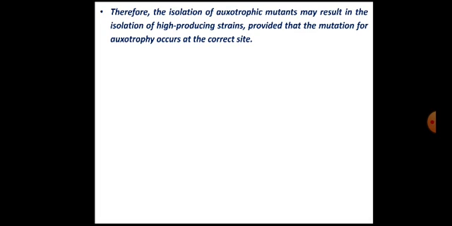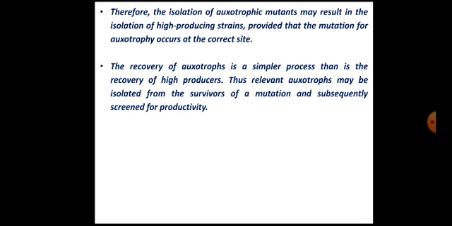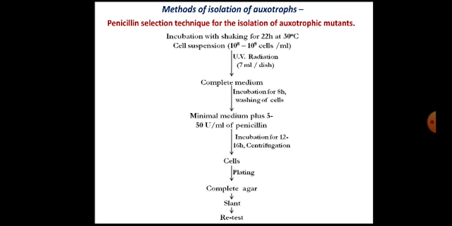Therefore, the isolation of auxotrophic mutants may result in isolation of a high producing strain, provided that the mutation for auxotrophy occurs at the correct site. The recovery or isolation of auxotrophs is a very simple process. However, the difficult part is to recover the high producing auxotrophic mutants. Thus, the relevant auxotrophs may be isolated from the survivors of a mutation and subsequently screened for productivity.